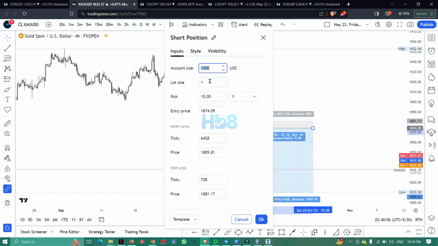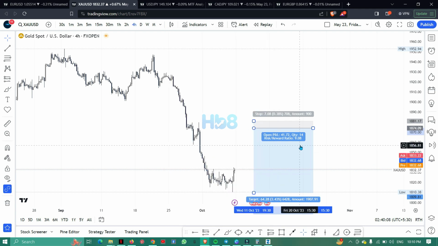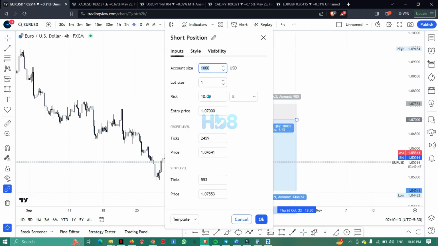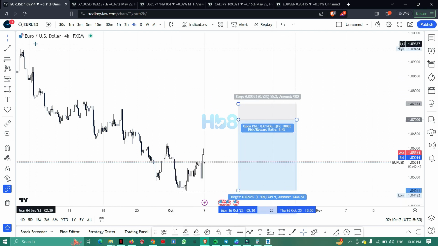Just input your account balance, input your risks, and then divide the quantity by what? The contract size of gold, which is 100. For Euro USD, put your account size, put your risk tolerance, and then divide the quantity by the contract size of Euro USD, okay, which is 100,000.